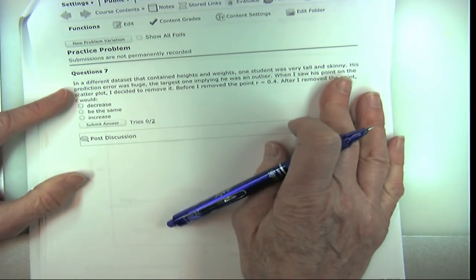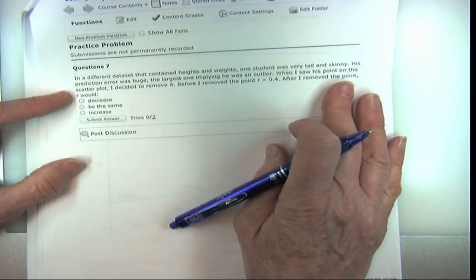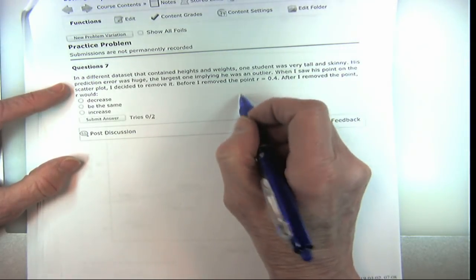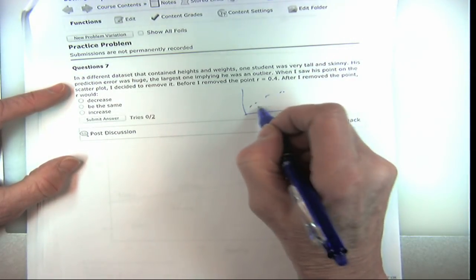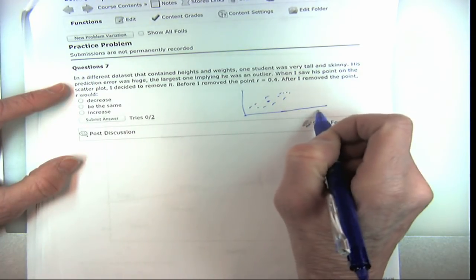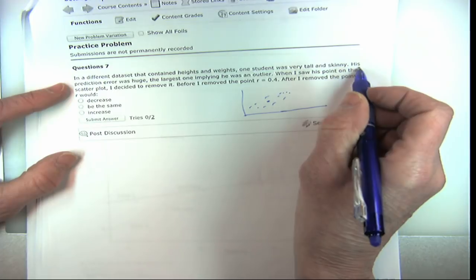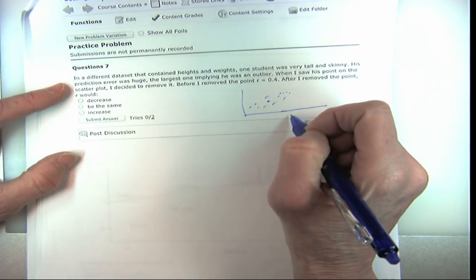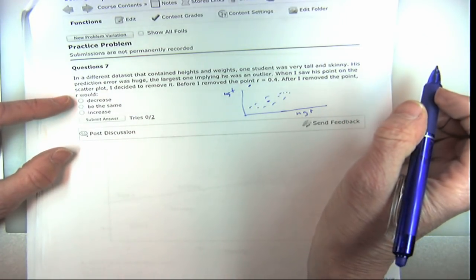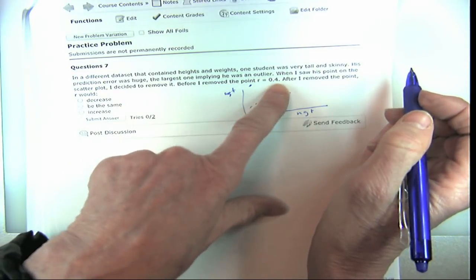Now, moving on. Prediction error. This is about outliers. In a data set that contained heights and weights, one student was very tall and skinny. Heights and weight. So tall and skinny would be, his prediction error was huge. So if this was height and this was weight, he was like out here. I decided to remove it. Before I removed the point, it was 0.4.